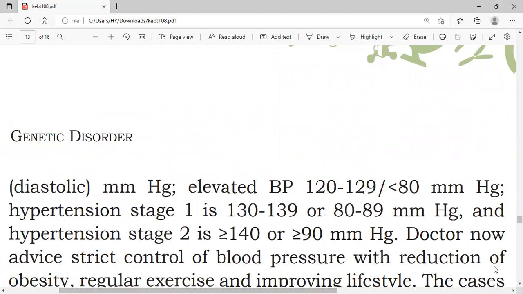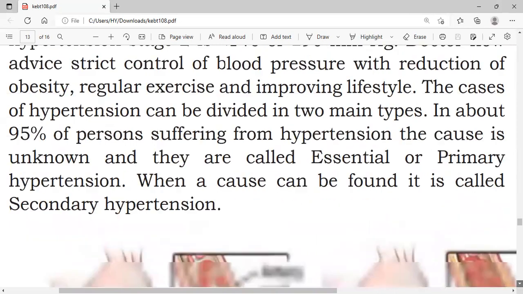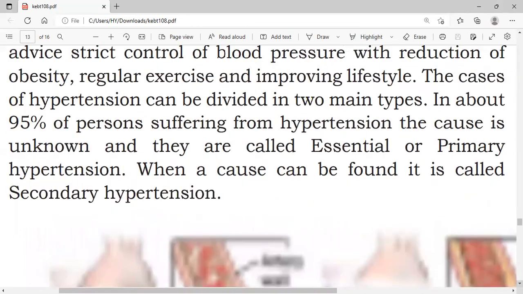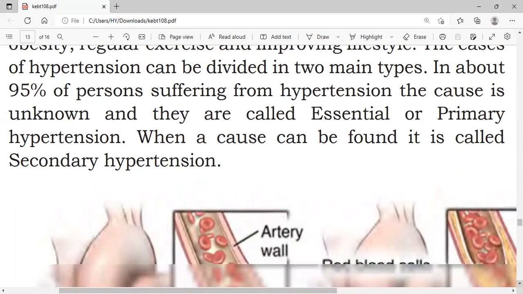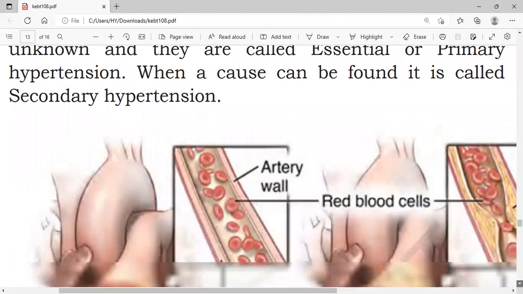Hypertension stage 1 is 130 to 139 and 80 to 89 millimeter of Hg, and hypertension stage 2 is greater than 140, and greater than 90 millimeter of Hg. Doctors now advise strict control of blood pressure with reduction of the obesity, regular exercise, improving lifestyle. The causes of hypertension can divide into two main types. In about 95% suffering from hypertension, the cause is unknown, they are called essential or primary hypertension.